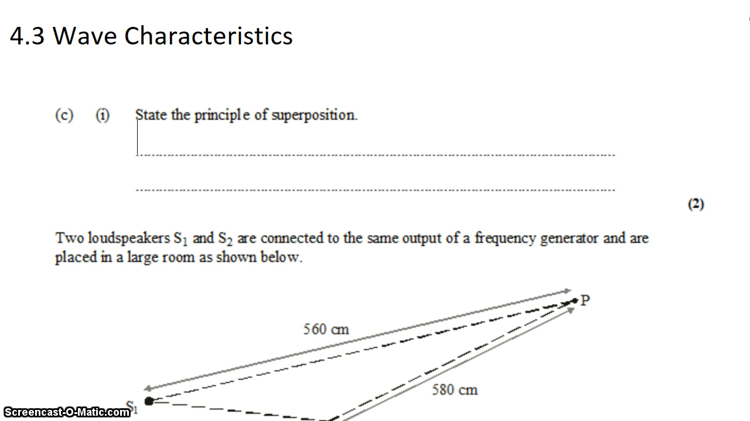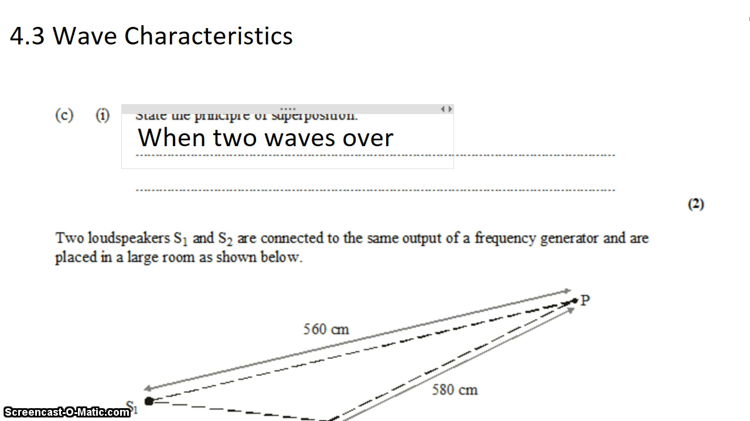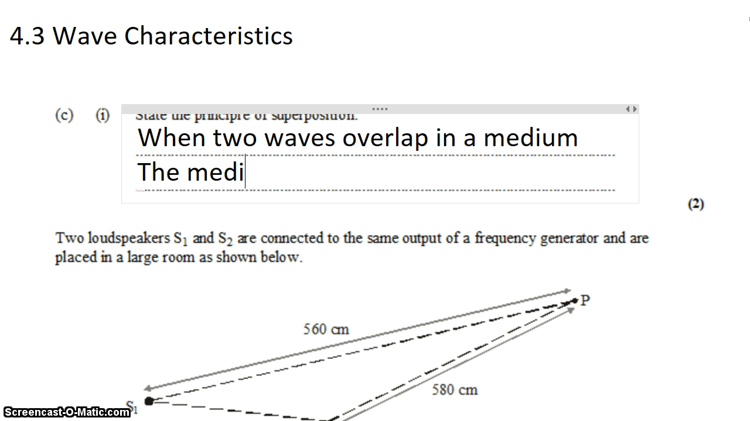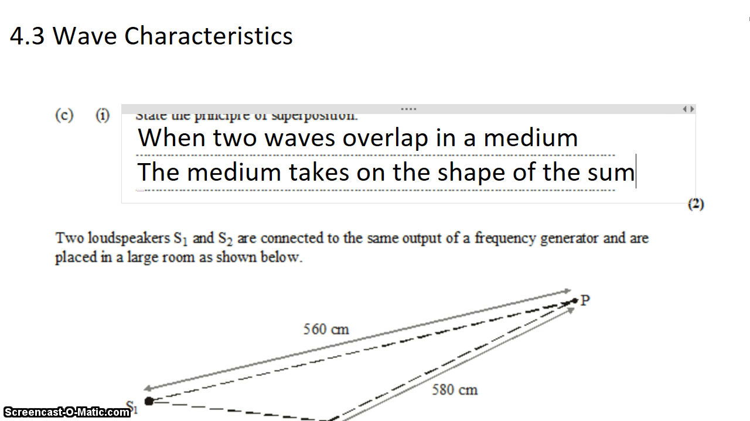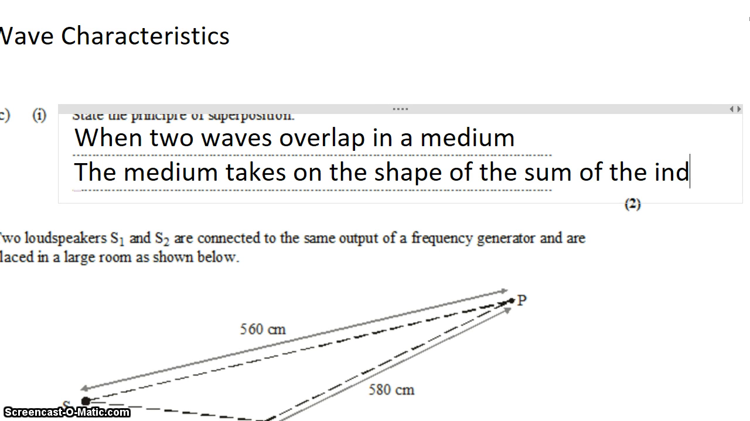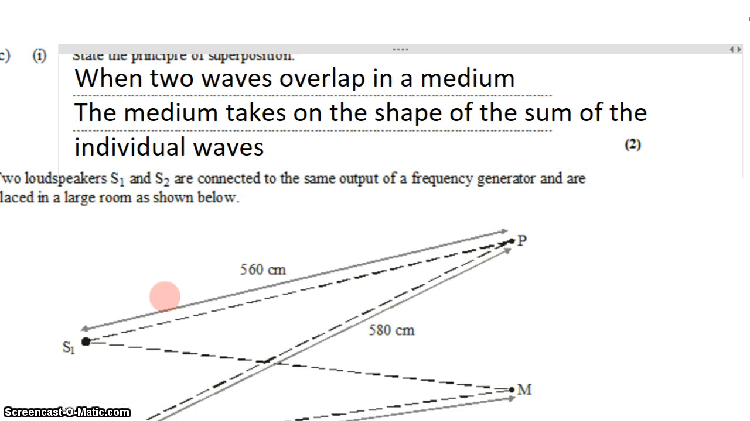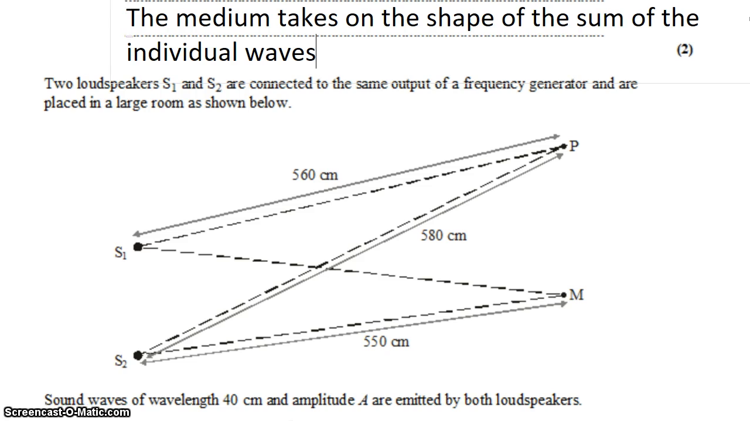Superposition is all about what happens when waves overlap. So we'll say when two waves overlap in a medium, the medium takes on the shape of the sum of the individual waves. So at any point in the medium, the shape of the medium is the sum of the shape of the waves that are in the medium at that point, at that time. We'll use that idea to answer the rest of the question.